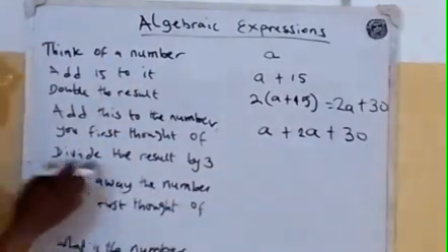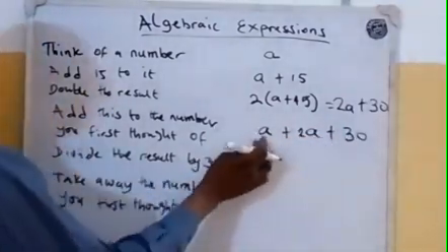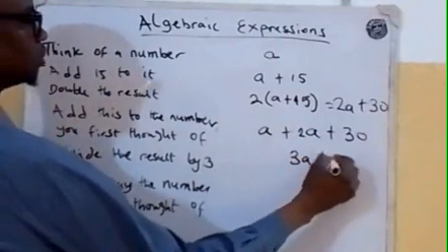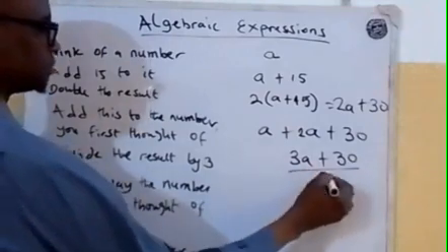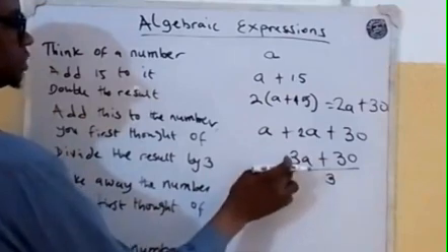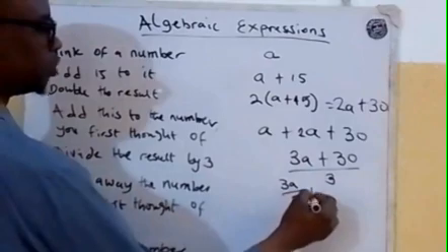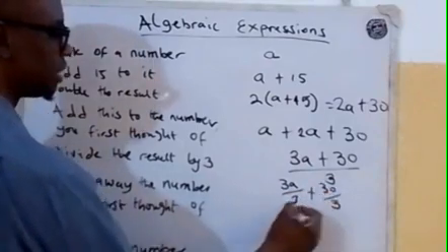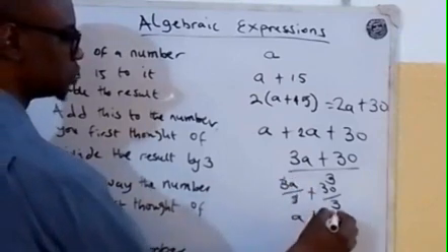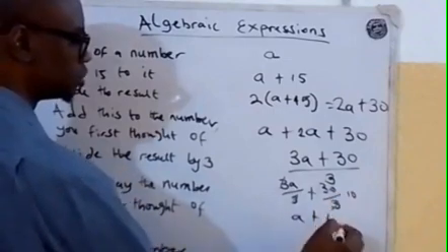Then divide the result by 3. But I can simplify this one because A plus 2A is 3A. So 3A plus 30 divided by 3. I will simplify this again by dividing this term and this term by 3. So it is 3A over 3 plus 30 over 3. What I will have there is A, because 3 cancels 3, plus 3 cancels 30, I will have 10. A plus 10.